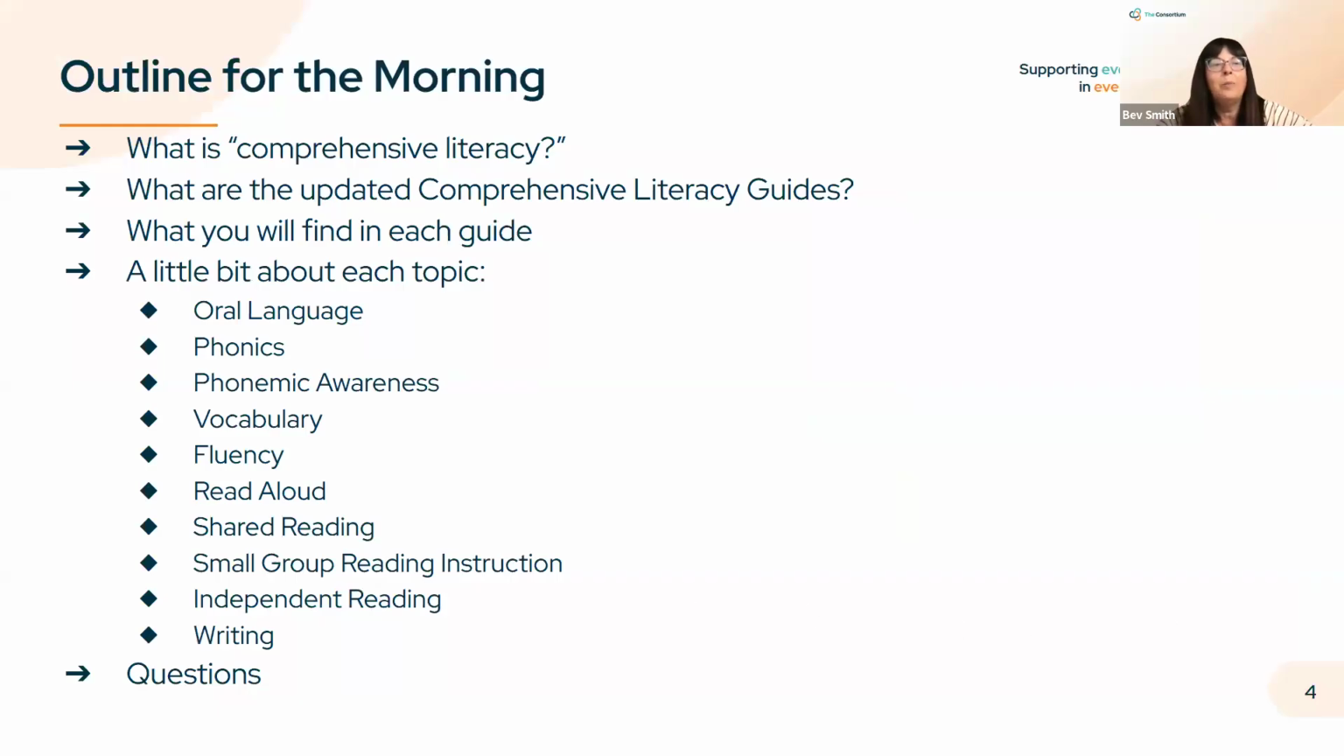This morning, this is an outline for our time together. We're going to talk about what is comprehensive literacy, what are the updated comprehensive literacy guides and how you could use them, what you'll find in each guide, and a little bit about each of the topics. So our topics are oral language, phonics, phonemic awareness, vocabulary, fluency, read aloud, shared reading, small group reading instruction, independent reading, and writing. And then we'll have some time for questions at the end as well.